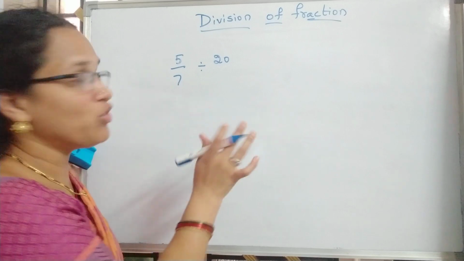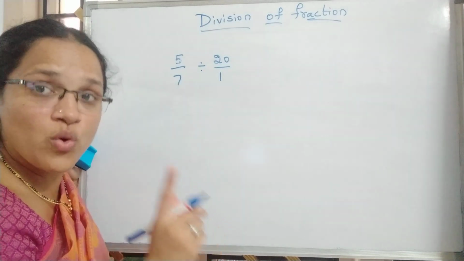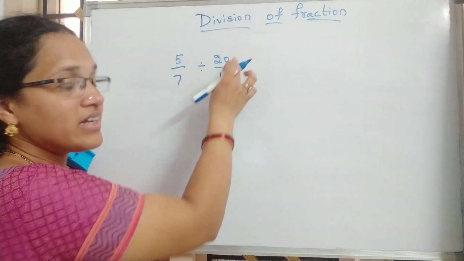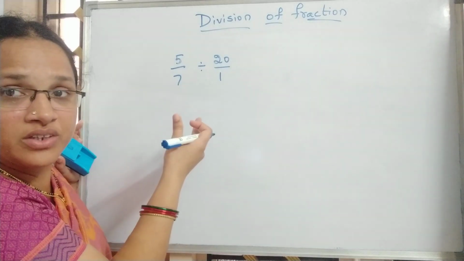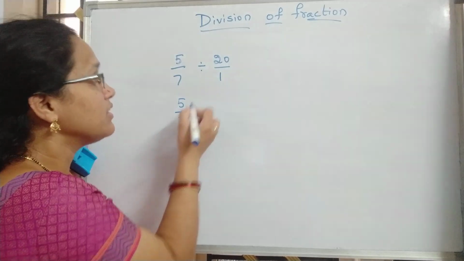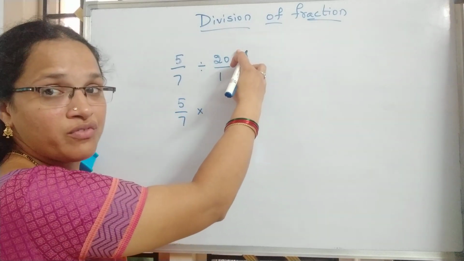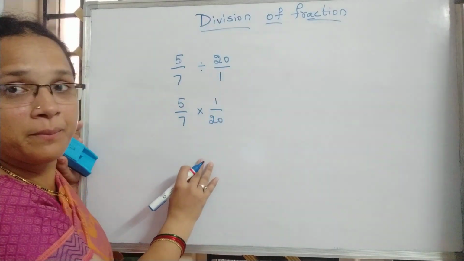First thing what I have to do is write by 1. What is your first step? Make the whole number also a fraction, and then you continue doing your procedure. As it is now going to the procedure, we have to convert this into the multiplication. So write the first fraction as it is. Change the symbol. Write the reciprocal. What is the reciprocal of 20 by 1 now? 1 by 20.